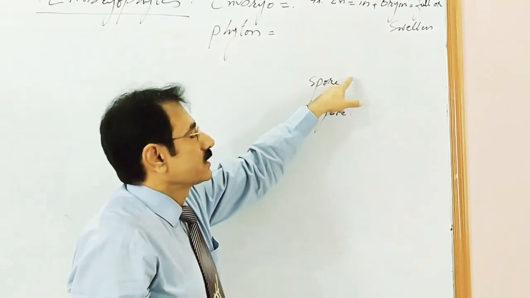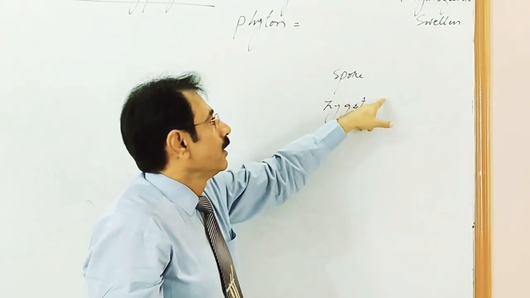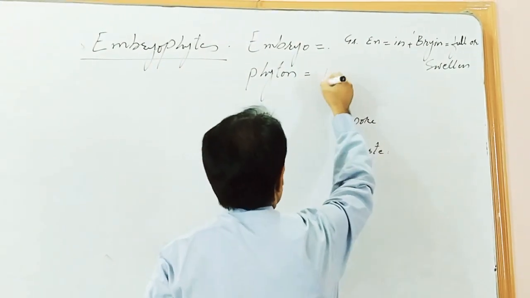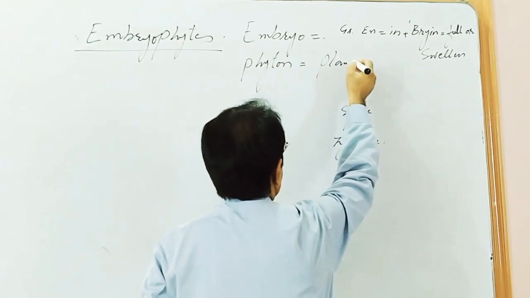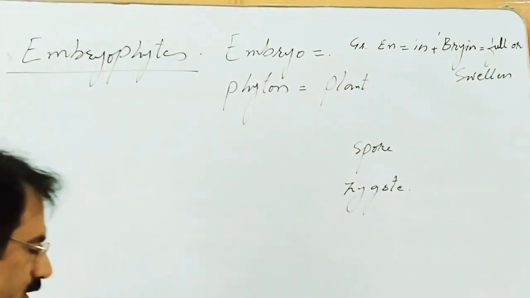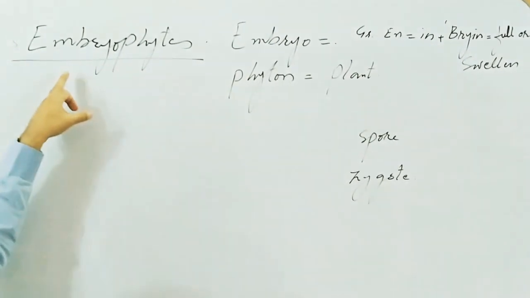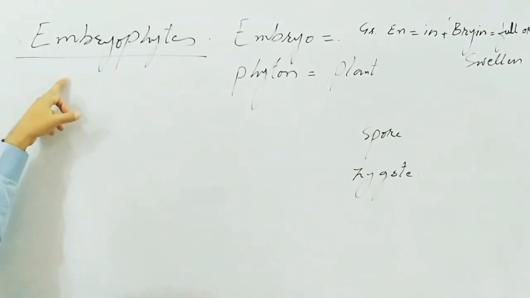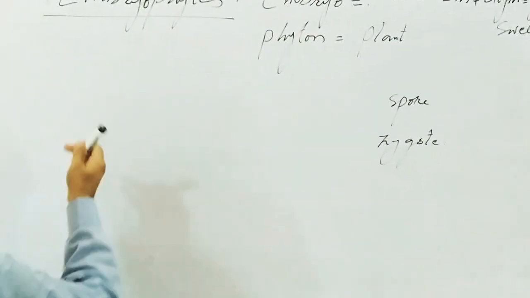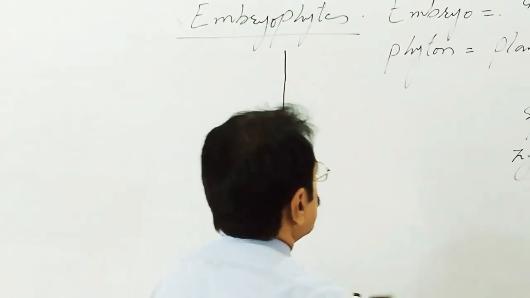That is why it is called embryo, and phyton means plant, meaning a group of plants in which embryo formation occurs. That group of plants is called embryophyte. Embryophytes are classified into two groups.